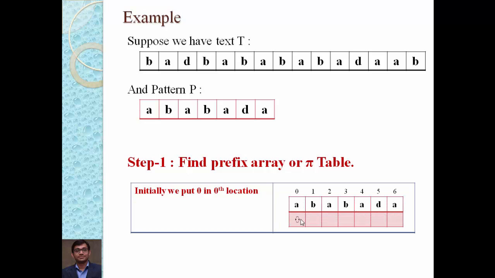So we have to just put 0 here because we have only one character A, and A itself is a suffix and itself is a prefix. So only single characters are there, so we have to put 0 here.